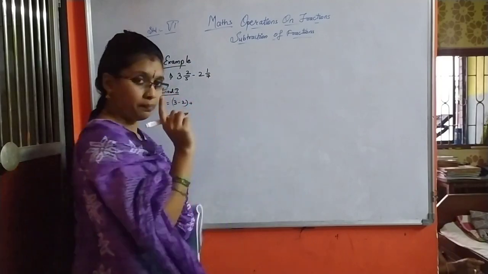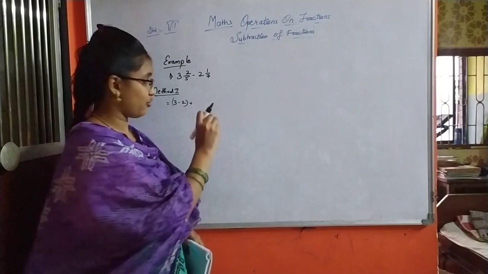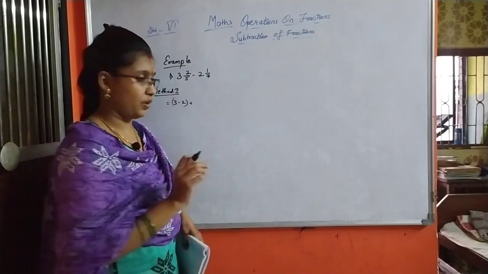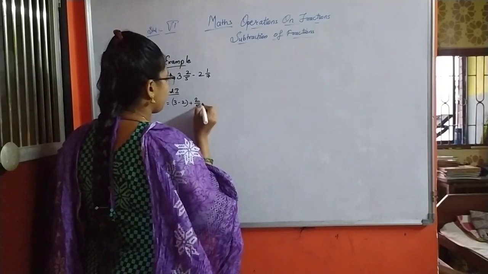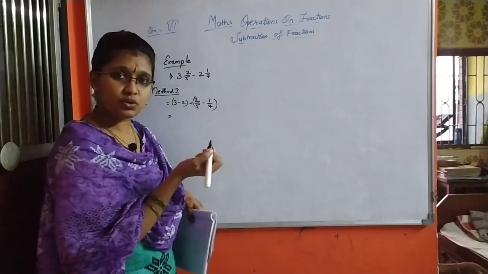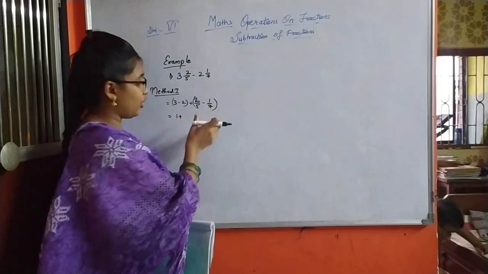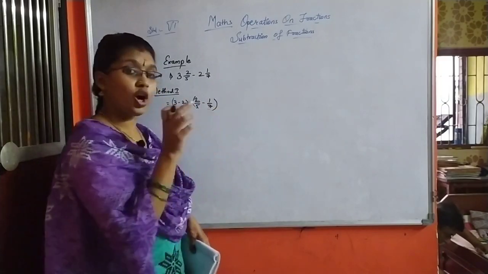So in between I will put a plus sign, because we know if we have to write in mixed form, we have to put a plus sign in between. Now 2 upon 5 minus 1 upon 7. So 3 minus 2 is 1, and for 2 upon 5 and 1 upon 7, the denominators are different. So we need a common denominator.